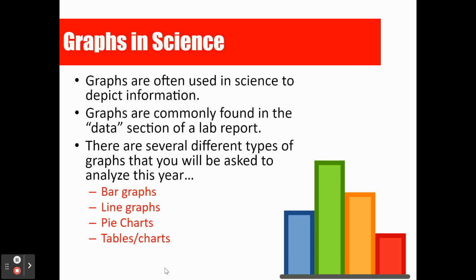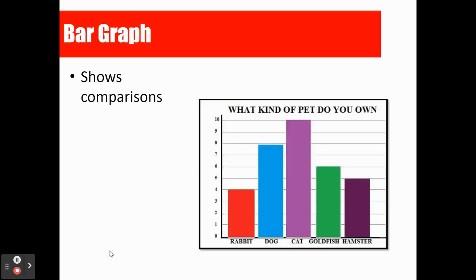Graphs are often used to show the results of an experiment. They're found in the data section of your report, and we're going to focus on these four main ones. There are different kinds of graphs depending on the type of information you're using. What data you're trying to express dictates what kind of graph or chart you're going to use.